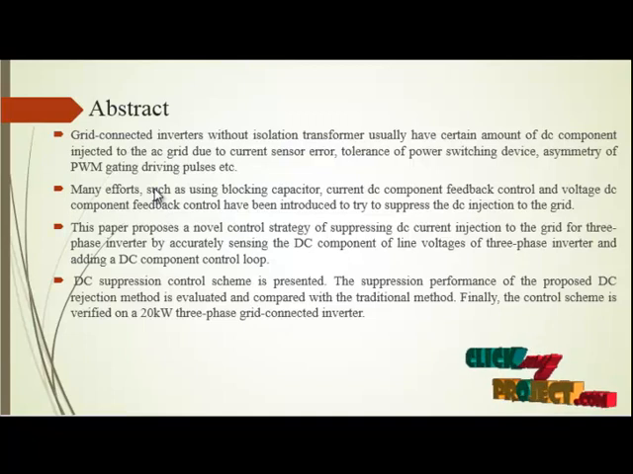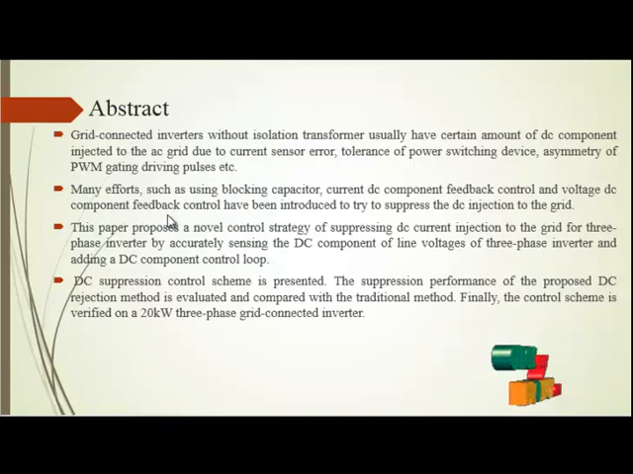Grid connected inverters without isolation transformers usually have a certain amount of DC component injected into the AC grid due to current sensor error, the tolerance of power switching device, asymmetry of PWM gating driving pulses, etc. More efforts, such as using blocking capacitors, DC current component feedback control, and DC voltage component feedback control, have been introduced to try to suppress the DC injection to the grid.